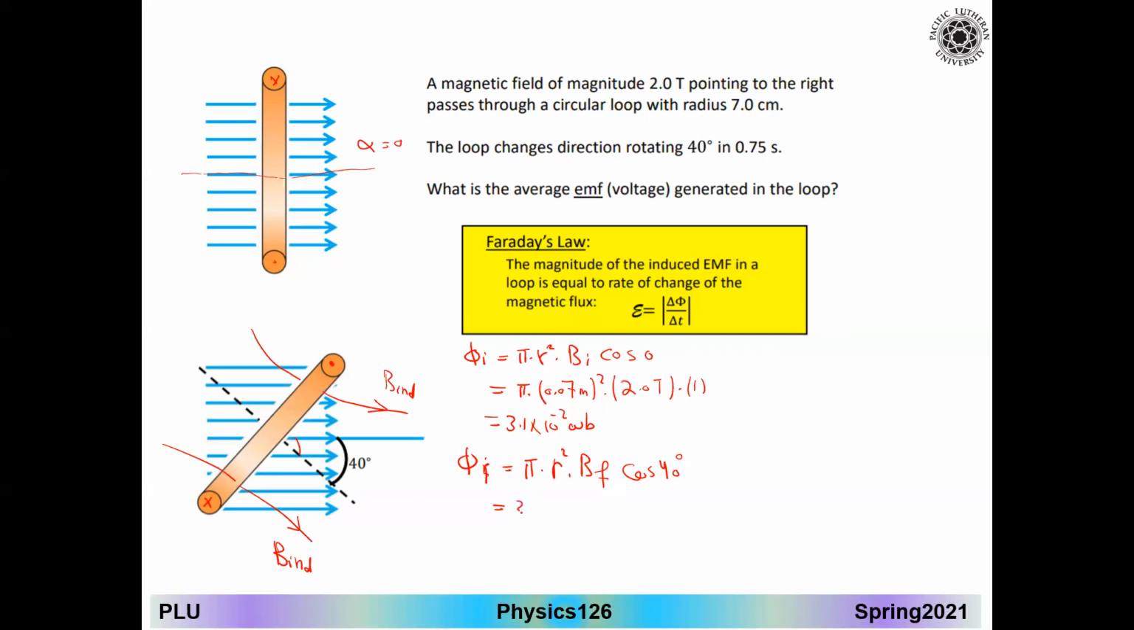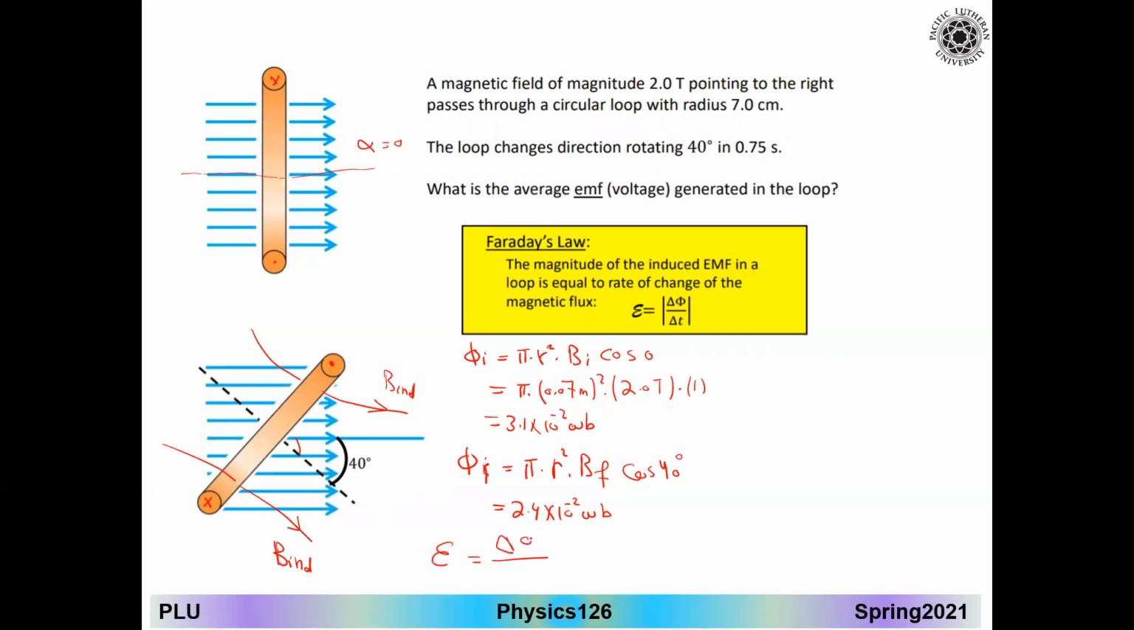You end up with 2.4 power to the minus 2 Weber. Again, Weber. Now we have found both of the phi, or the flux. Now I can find my induced EMF.